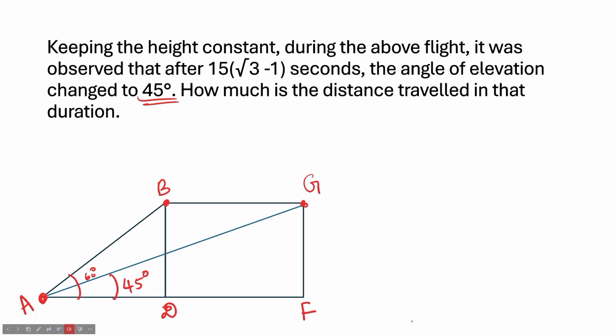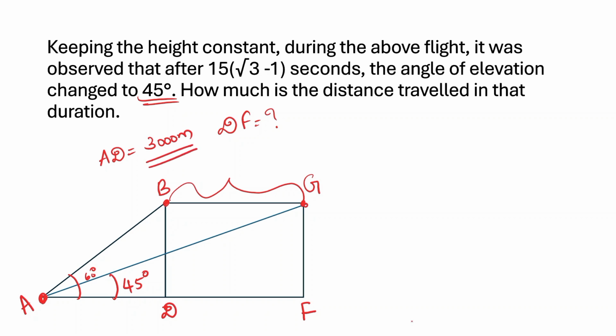How much distance is traveled in that duration? We have to find BG, right? BG is the same as DF. We have to calculate DF. Here also we want to find the complete AF first, then subtract AD. We already know AD as 3000 meters. So whatever we get as AF, just subtract 3000 from that value.